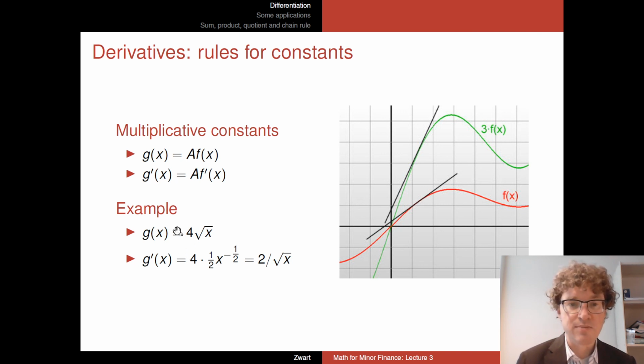But this constant that multiplies the square root of x here just continues to be present in the derivative, continues to multiply the derivative. So it's 4 times this half times x to the minus half. And if I work this out, 4 times a half gives me 2. And a different way of writing x to the minus half is 1 divided by x to the half, or 1 divided by square root of x. So g prime in this case will be 2 divided by the square root of x. So try this yourself, just to make sure that you understand what's going on.